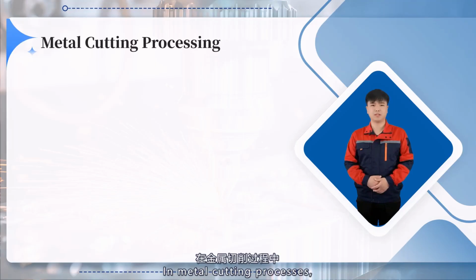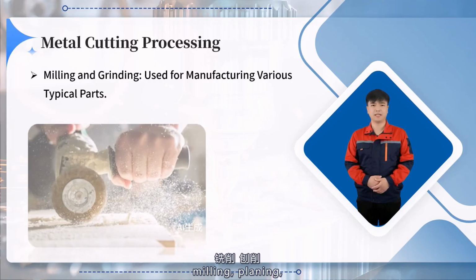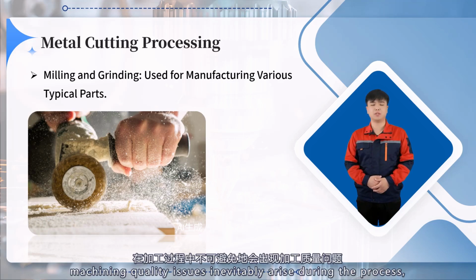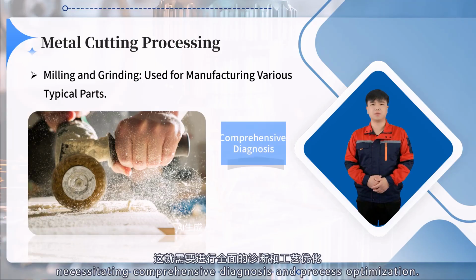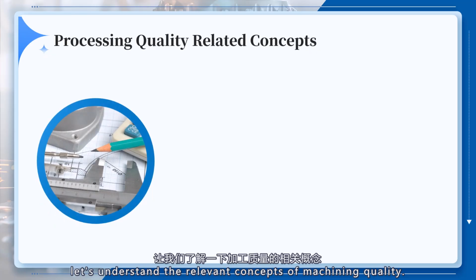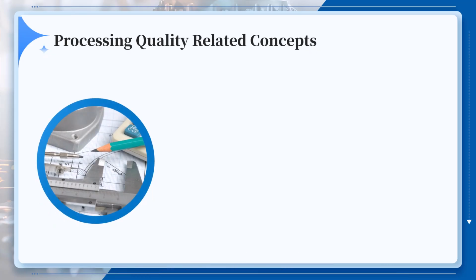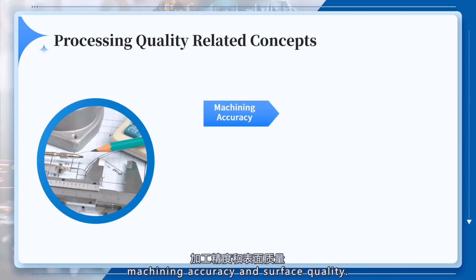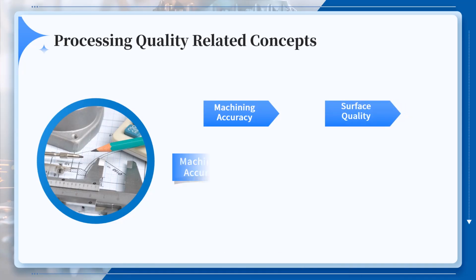In metal cutting processes, milling, planing, and grinding are common machining methods used to manufacture various typical parts. However, machining quality issues inevitably arise during the process, necessitating comprehensive diagnosis and process optimization. First, let's understand the relevant concepts of machining quality. Machining quality primarily includes two aspects: machining accuracy and surface quality.